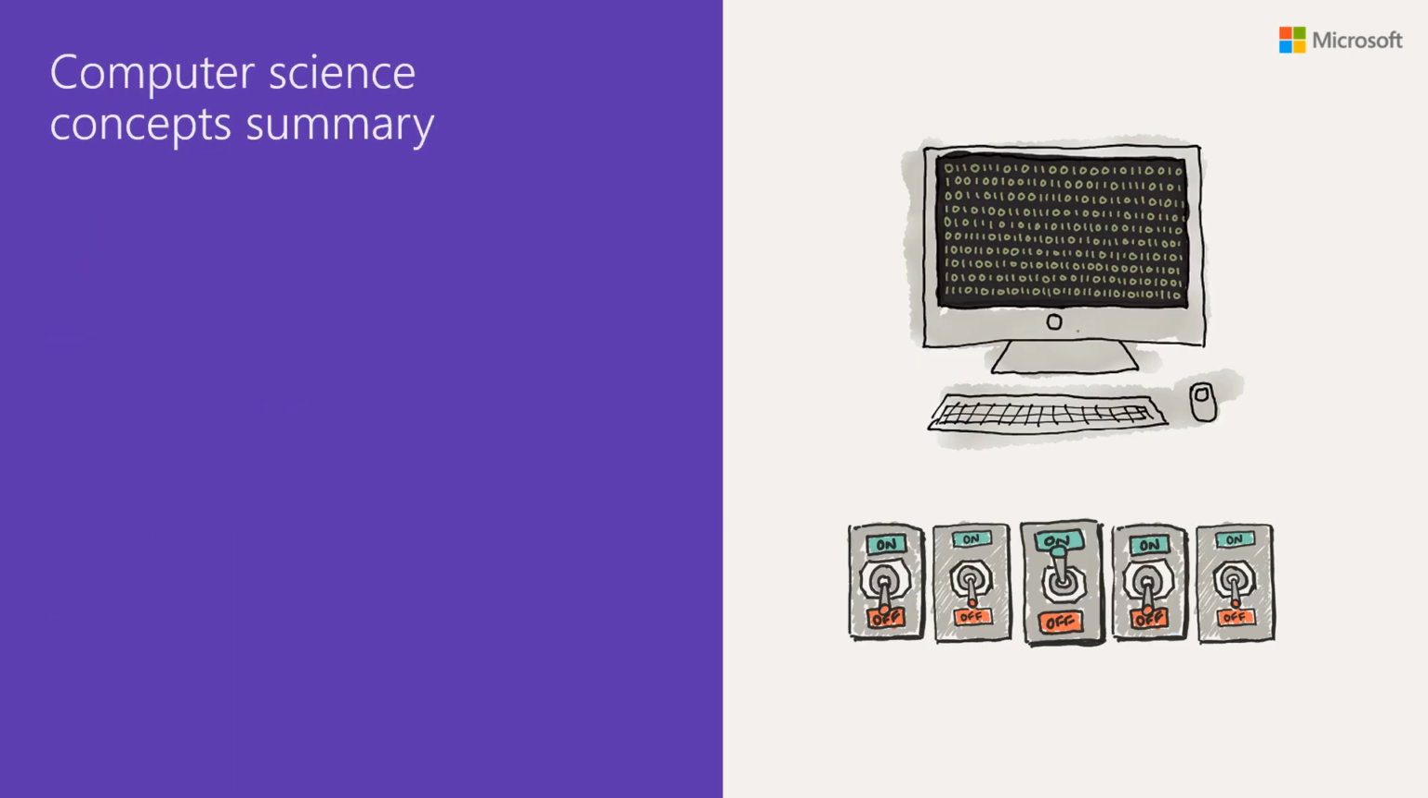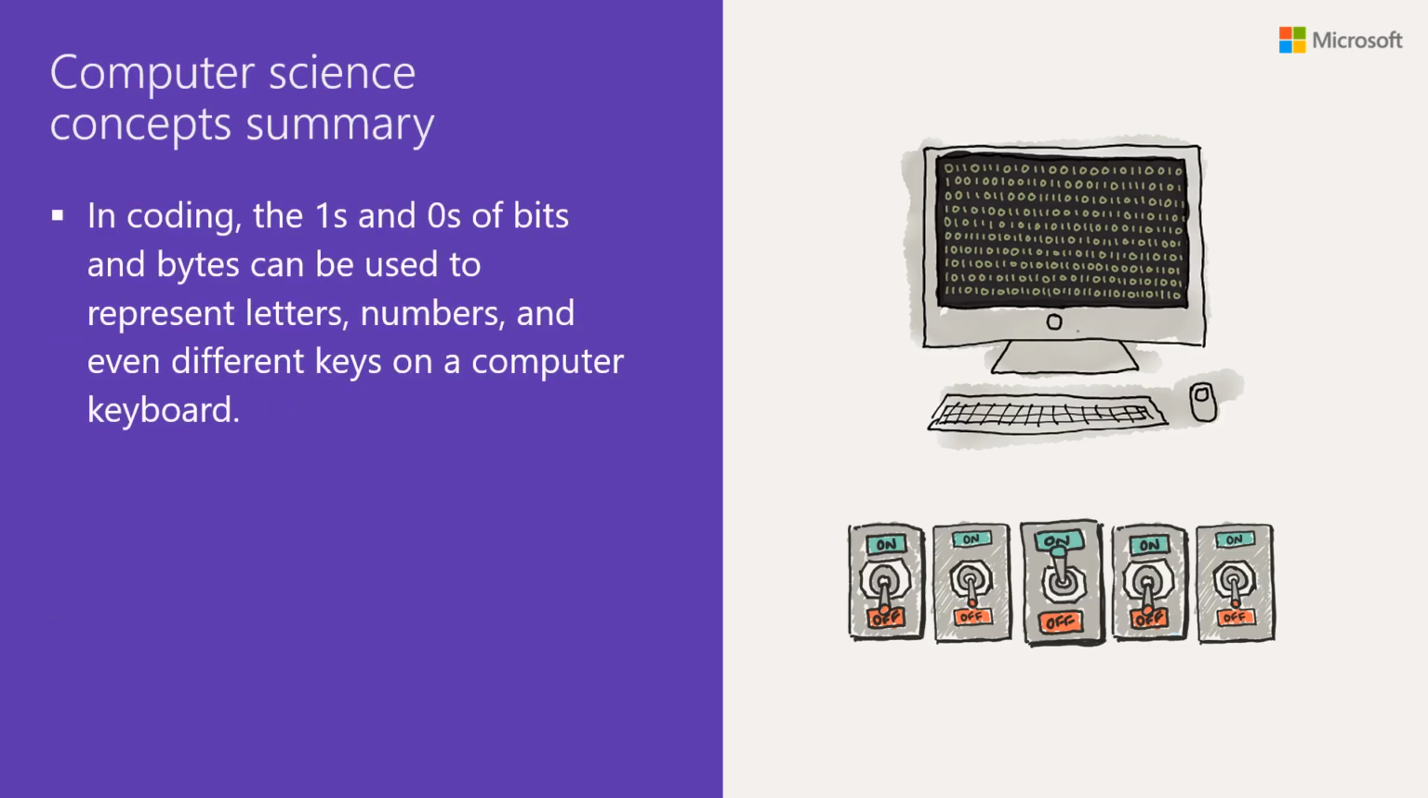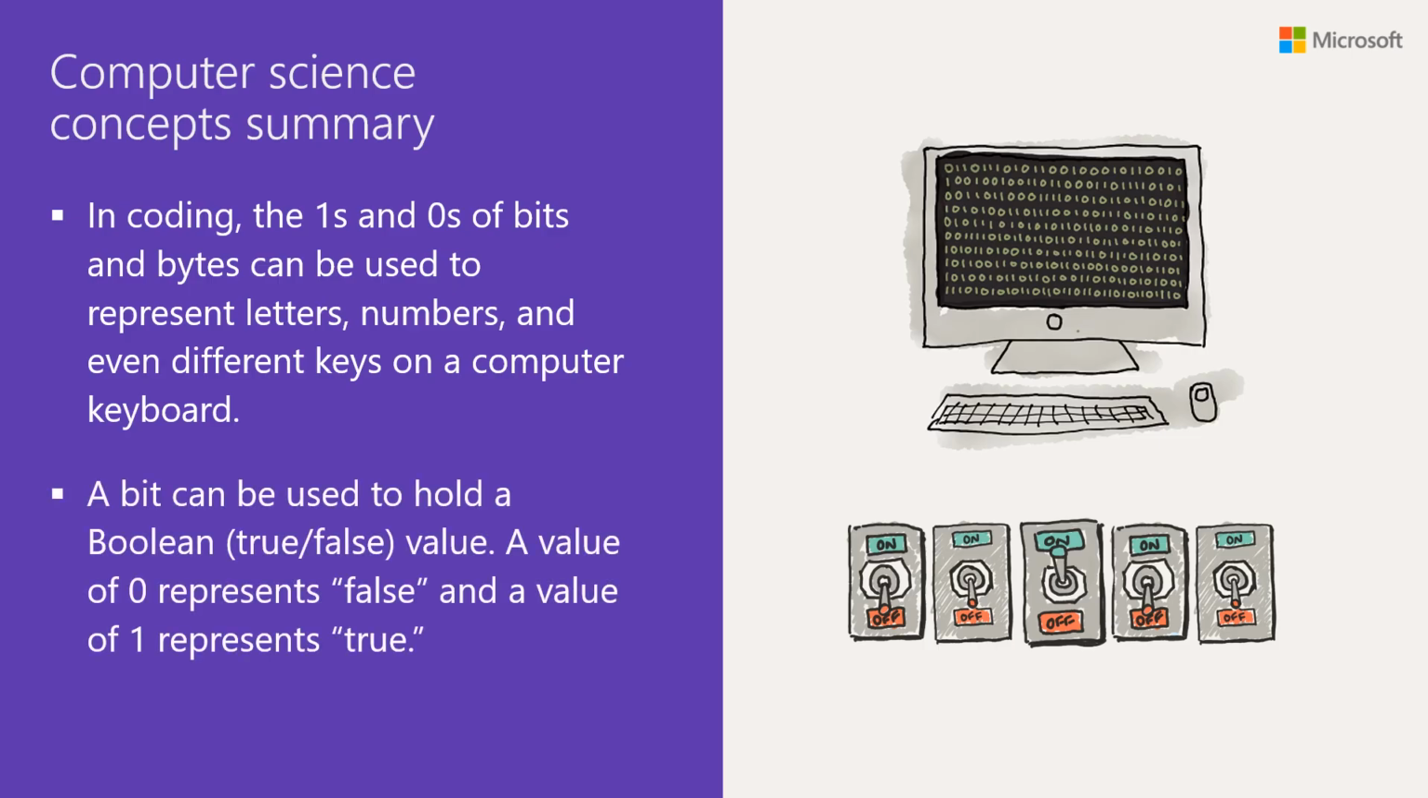Now, in coding, the zeros and ones of bits and bytes can be used to represent letters, numbers, and even different keys on a computer keyboard. And a bit can be used to hold a Boolean value where a value of 0 is false and 1 is true. Now you can reference the article and video explanations of binary systems through the links in the recommended resources area for additional support with these concepts. And these are also great resources to share with your students.